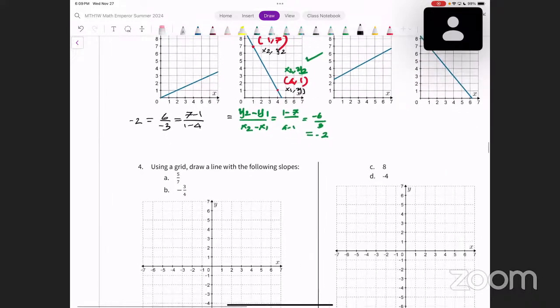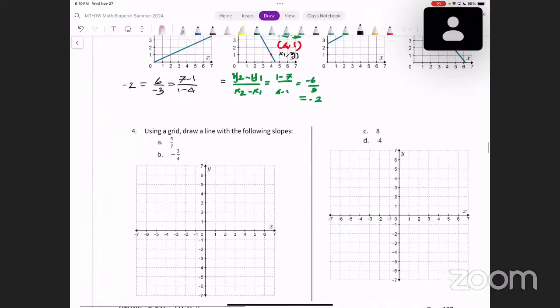Now the next one, using the grid, draw the line with the following slope. So all you need to do is just randomly mark a point. I just put a marker point here. Say rise is 5, run is 7. So rise is 5: 1, 2, 3, 4, 5, and run is 7: 1, 2, 3, 4, 5, 6, 7. Right? And just one more.